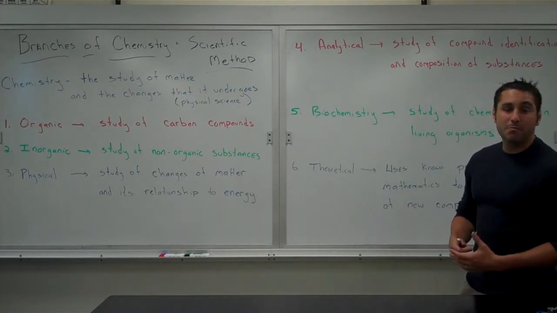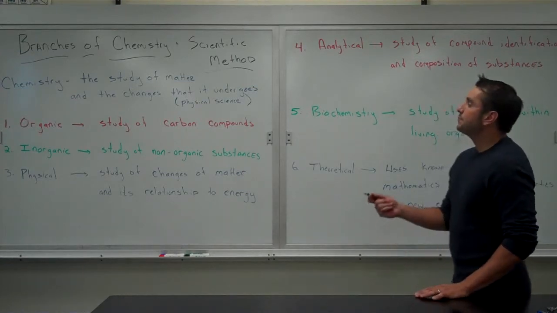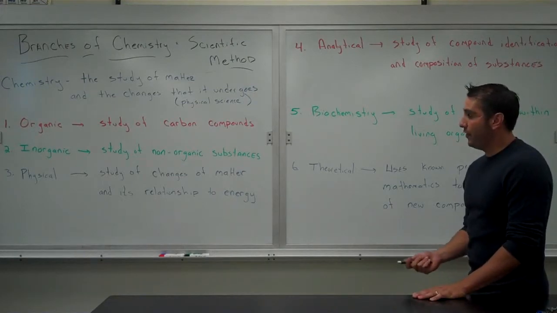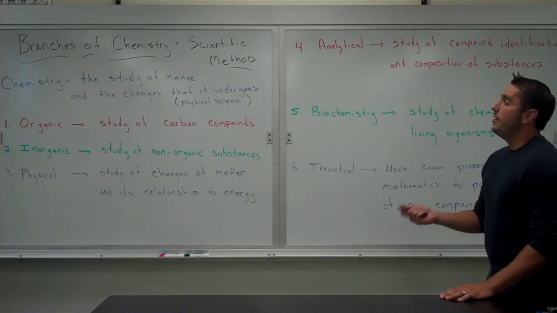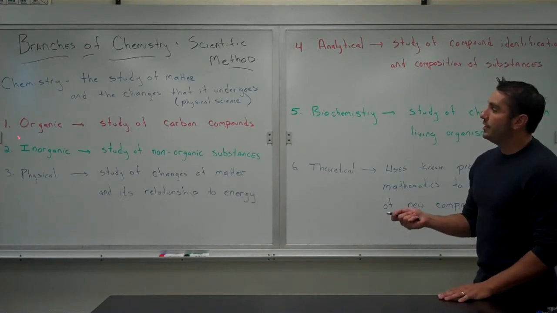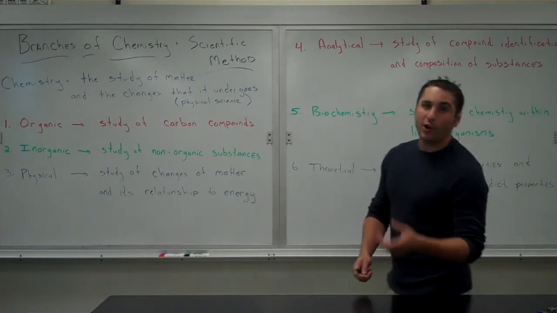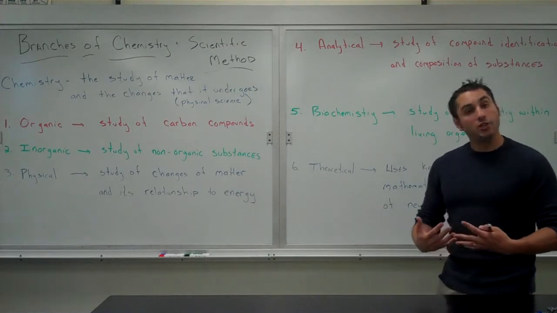This definition makes chemistry what we would call a physical science. If we looked at the different branches of chemistry that are out there, we can break it down into 6 subcategories. The first of those subcategories is called organic chemistry. Organic chemistry focuses on only one element from the entire periodic table, and that element is carbon.